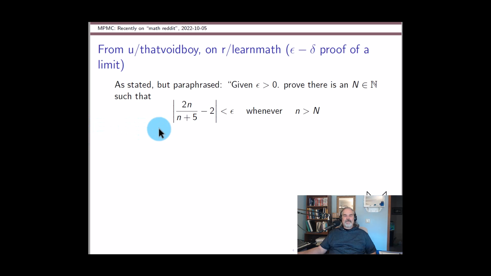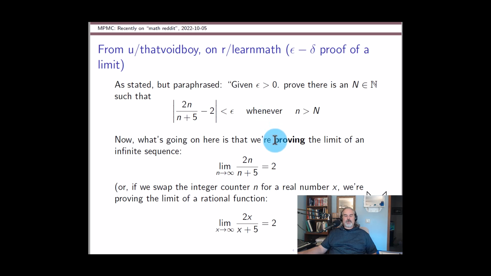But if you have seen this before, or even if you're just curious, what we're doing here is we're proving that in a sequence of numbers built as 2n over n plus 5 for integers n starting at 1 or 0, as n goes to infinity, the limit of the values in this sequence is 2, meaning as n gets bigger and bigger and bigger, the values coming back from 2n over n plus 5 are getting closer and closer to 2. That's what a limit is.